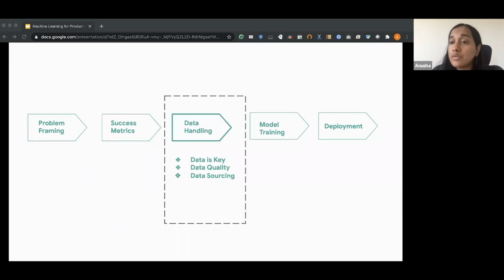The third and most important step is handling data. I would say ML is mimicry more than magic. Why mimicry? Good data equals good model. If you have the right data, you learn the right lessons, and you can build the right model. Data trumps all in the world of machine learning.